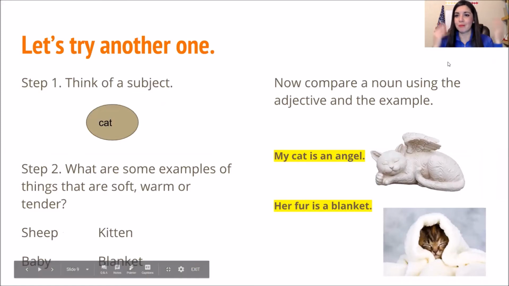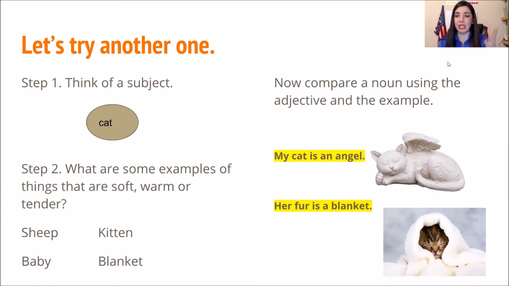Let's try another one. Think of a subject, a cat. What are some examples of things like another noun that is also like a cat? Soft, warm, or tender. Okay, so now we're going to compare the nouns, right? We're going to say my cat is an angel. Okay, my cat is not really an angel from heaven, but my cat behaves very good and is very kind and gentle, like an angel. So I just say my cat is an angel. And you understand that I mean to say my cat is a very good cat.